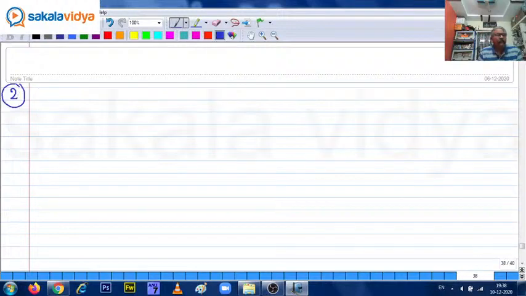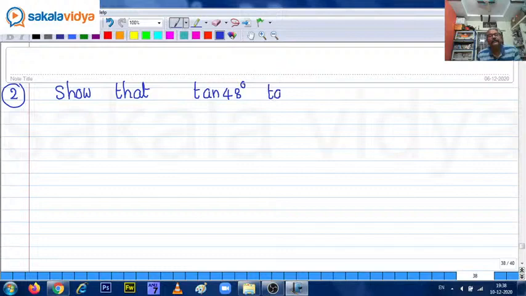Second question. Show that, this is a very important question. Show that tan 48 degrees into tan 23 into tan 42 into tan 67 degrees equals 1. We need to prove. Right. Tan 48, tan 23, tan 42, tan 67.